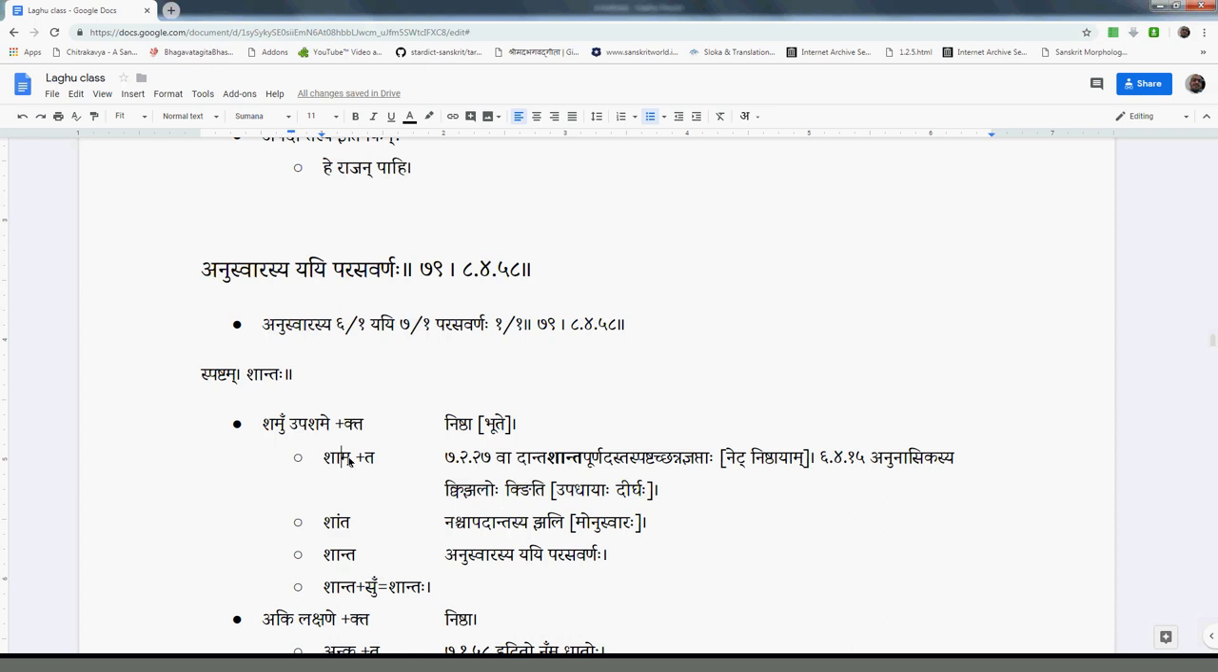So what happens is that this sham dhatu will become sham. Upada dirghatvam is there. 6th chapter, there is a section which starts from 6.3.111, I think. So 6.3.111, from there, dirgha section is there. Upada dirgha. Somewhere there is an upada dirgha. Upada is the penultimate or the second last letter. So dirgha will be applicable only for a vowel. Vowel is akara here. That takes anunasikasya kvijjaloho.